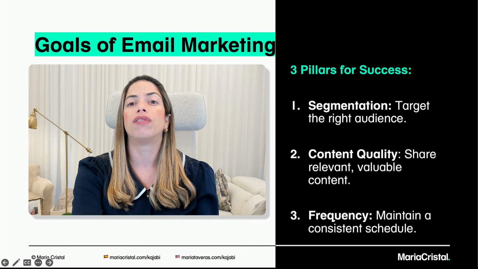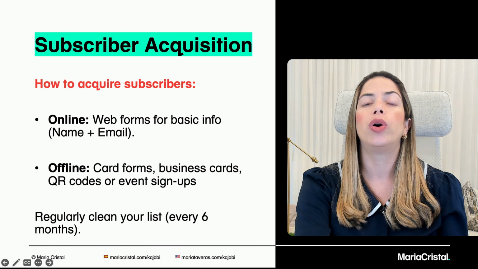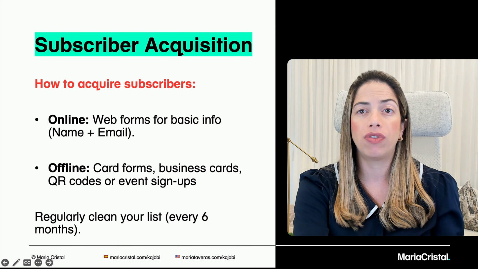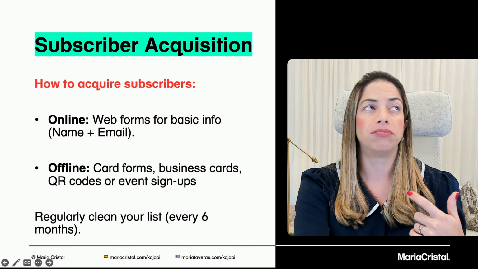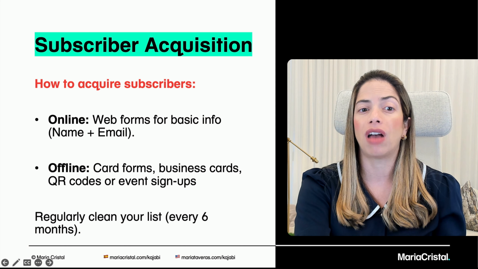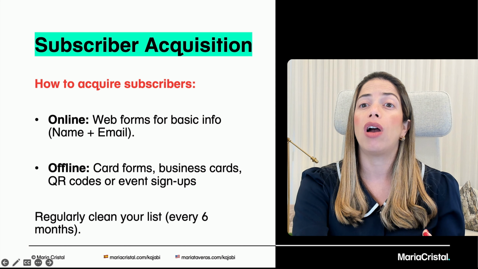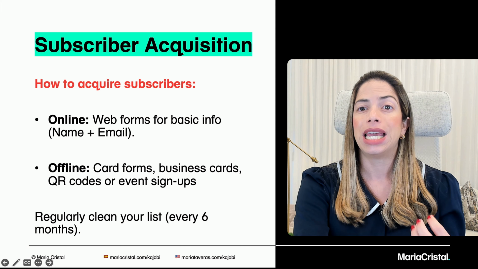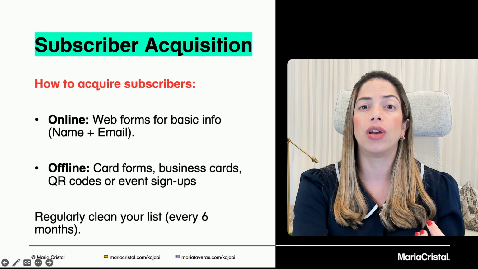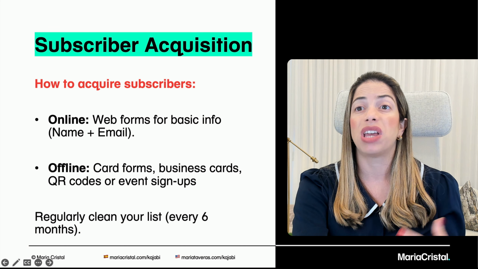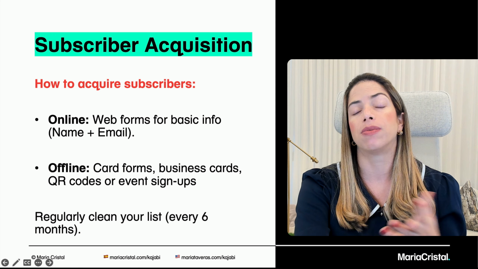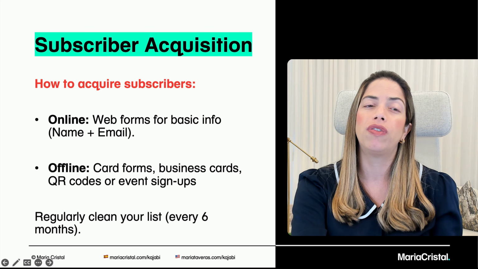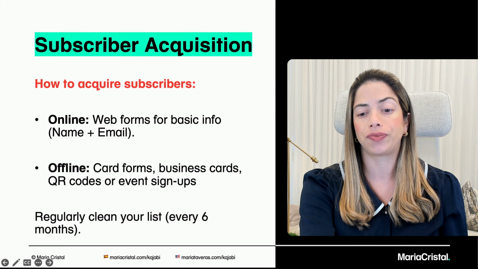So we have three pillars to success that are basically segmentation, targeting the right audience, content quality, content that's valuable, and the frequency. How will you acquire subscribers? It could be online through opt-in forms, like basic details, name and email, offering free guides, webinars, or offline with sign-up cards, business cards, or QR codes. It's very important to be cleaning your list every 6 months, or every 3 months, to remove inactive subscribers who don't engage. This way you will be able to improve deliverability.